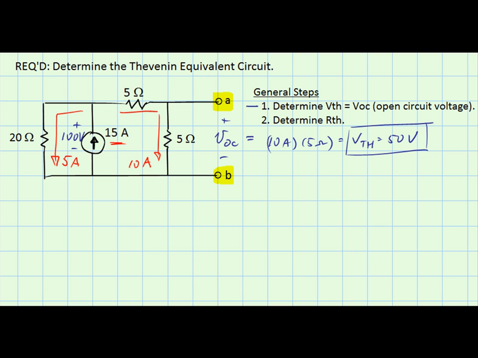Alternatively, since the voltage drop across both paths is 100 volts, then by voltage division, the voltage drop across terminals A and B is 5 ohms over the total resistance of that path, which is 10, times the total voltage drop, 100, or again 50 volts.